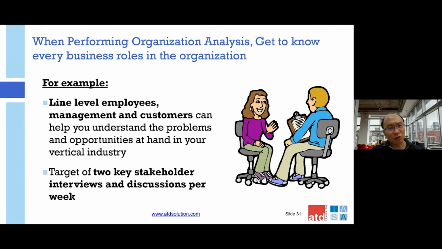Then, of course, we also need to target 2 key stakeholder interviews and discussions per week. So here we are looking for key stakeholders, like the line of business head or head of department, the director or the vice president, the chief information officer, chief financial officer, chief marketing officer, and also the CEO. We need to know their concerns, their drivers, their goals. So this is the job of architects. If you want to be successful in your career, you need to go out and meet with people, especially with the key stakeholders. That's very, very important.